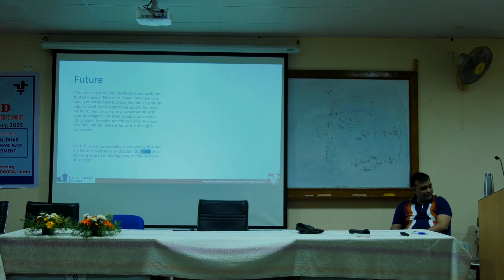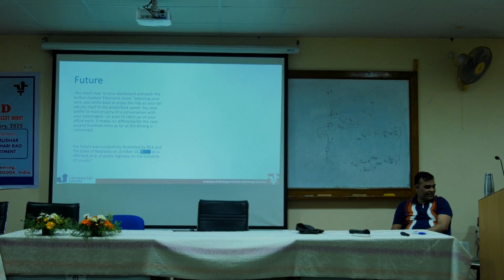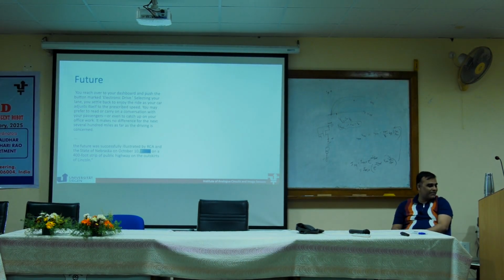So that's the news item, which says: you reach over to your dashboard, push the button marked electronic drive. Selecting your lane, you settle back to enjoy the ride as your car adjusts itself to the prescribed speed. You may prefer to read or carry on conversation with your passenger or even to catch up on news. It makes no difference for the next several 100,000 miles. The future was successfully illustrated by RCA in the state of Nebraska on October the 10th. And now it's your work to guess which year this news item is from.